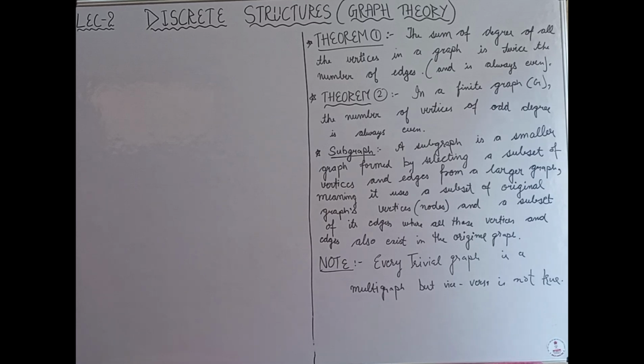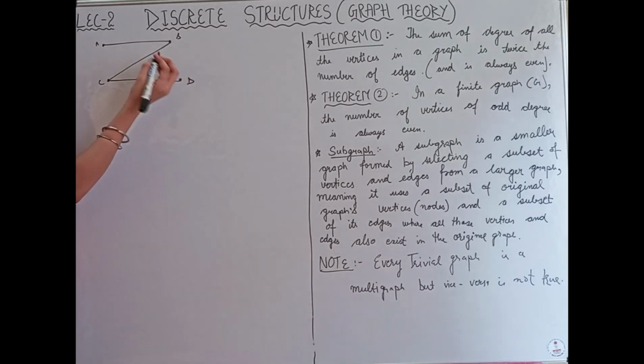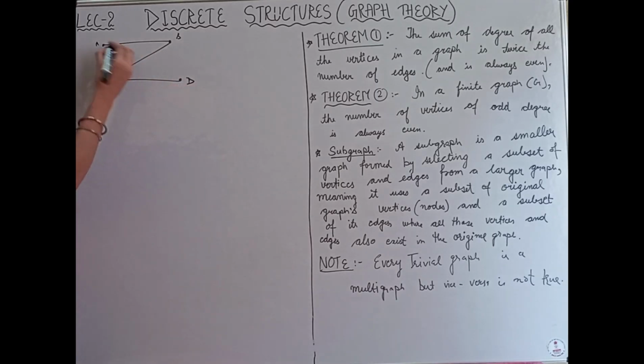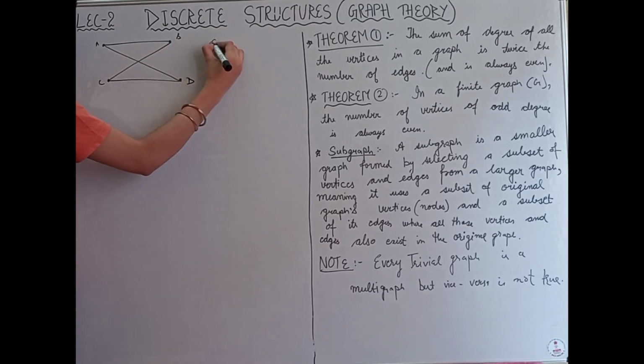So let's take an example. Suppose we have a graph. Say this is our graph. Any graph you can make and test this theorem, and this theorem will always be right. Suppose I have this graph. So let's first of all find the degree of all the vertices. In the previous video we have seen how we can find the degree of all the vertices.